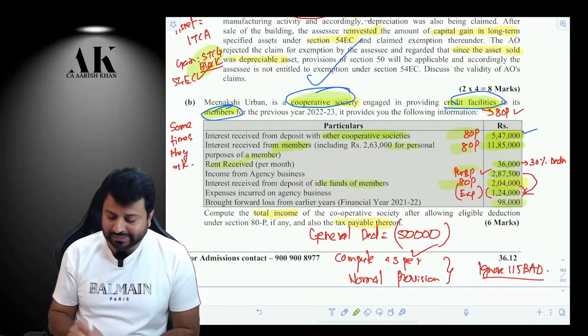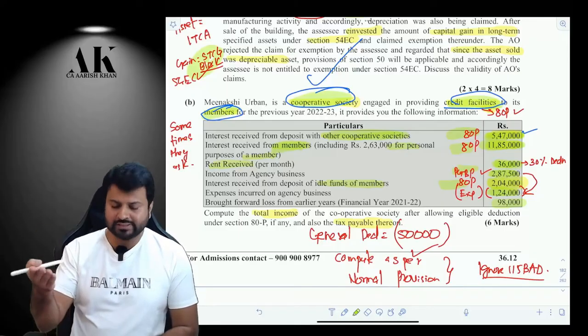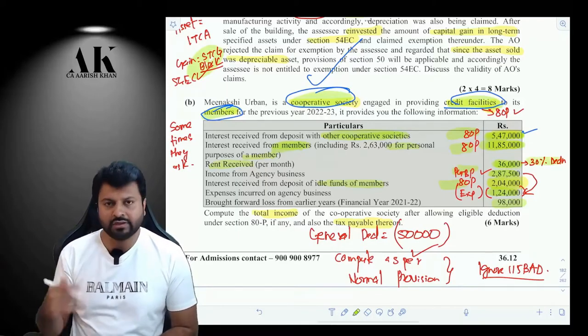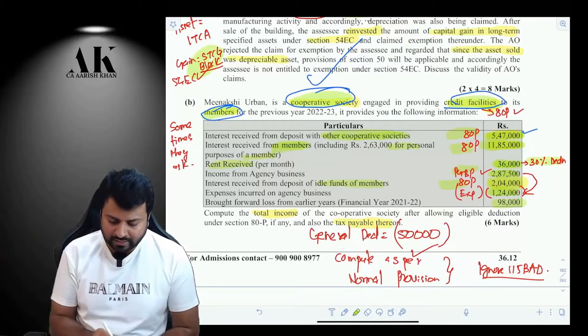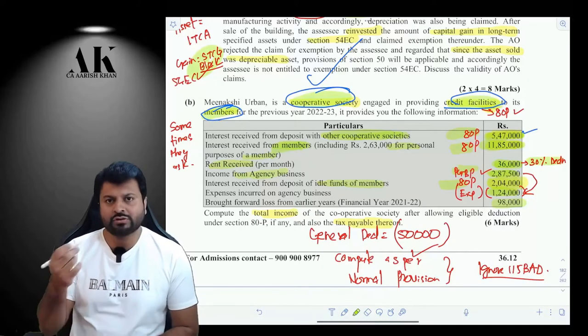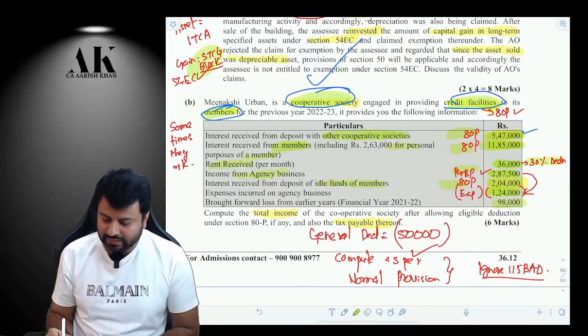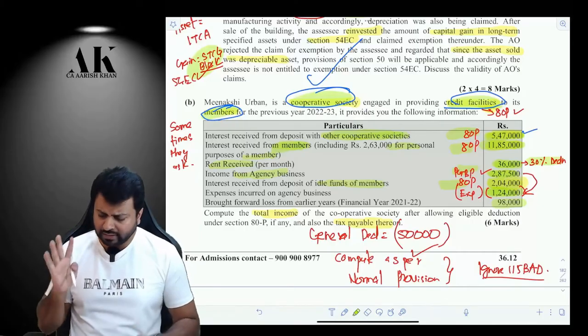Next, if a cooperative society is receiving some interest from members, then that is also eligible for deduction under 80P. Next, the cooperative society is receiving rent. So rent of 36,000 into 12, minus what? 30% deduction. It is taxable. That is not exempt. Now, income from agency business is also taxable, not exempt. Against the agency business, you can claim an expense of 1,24,000. You can check over here.